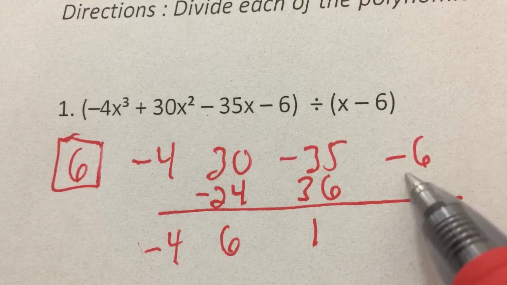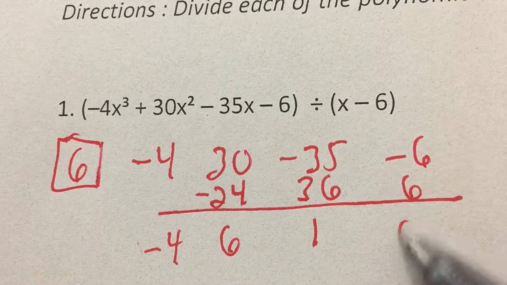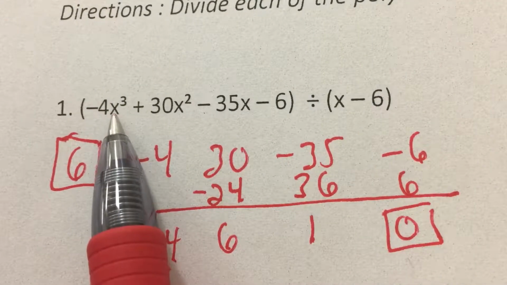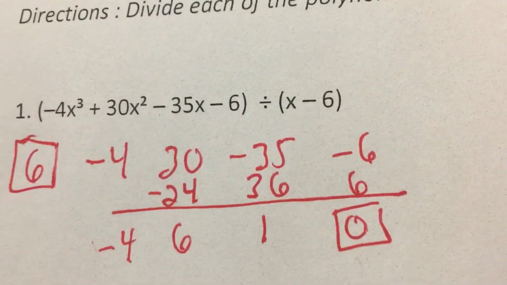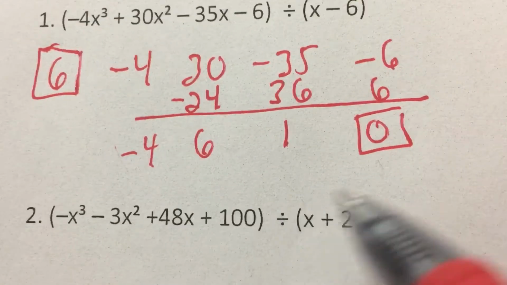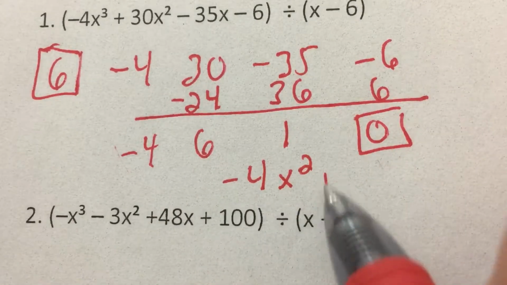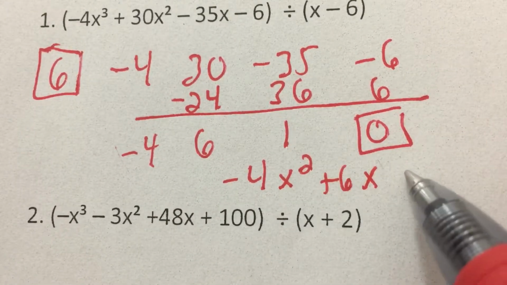6 times 1 is positive 6. If I combine these two, I get a remainder of 0. Because we started with x to the third, our answer is going to start with x squared. So we end up with negative 4x squared plus 6x plus 1.